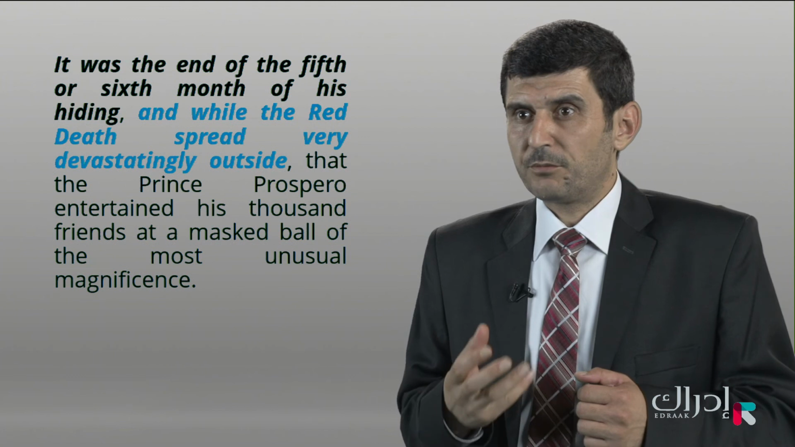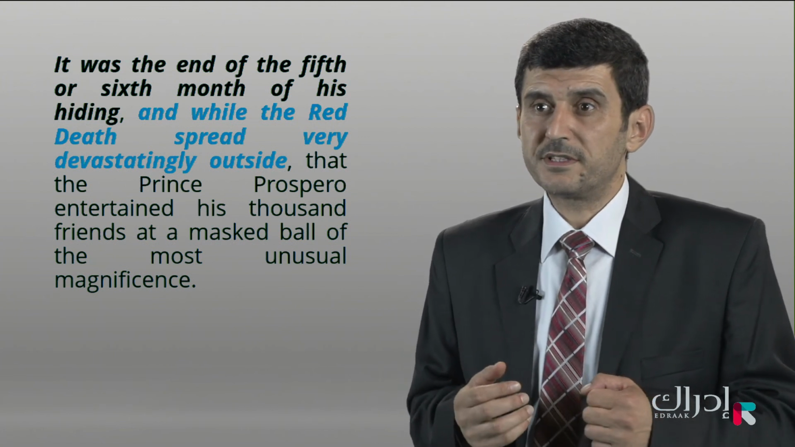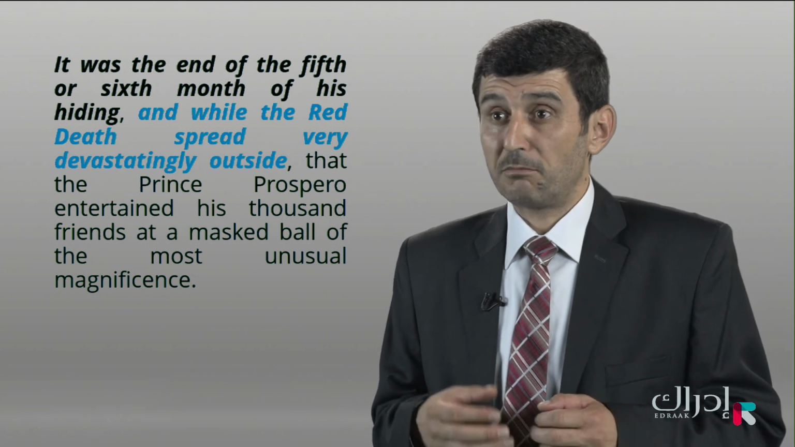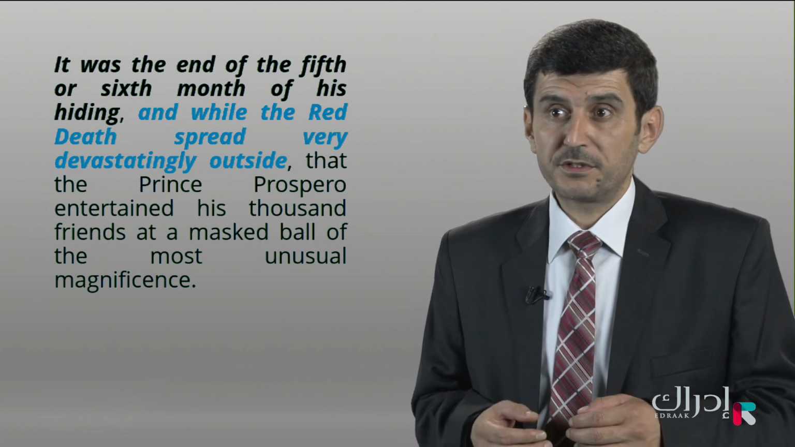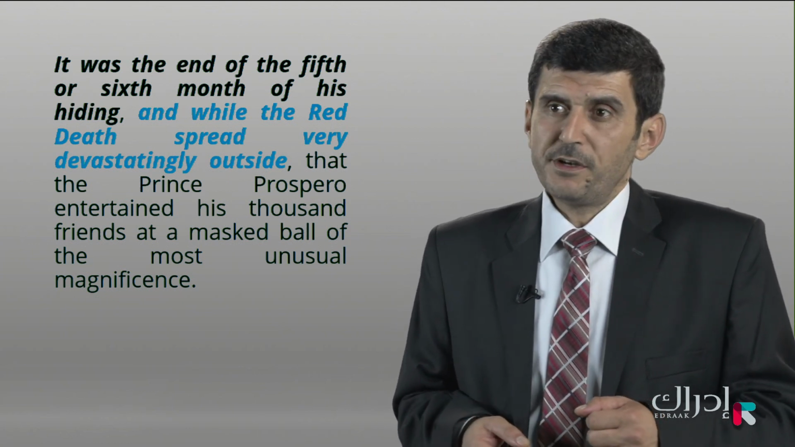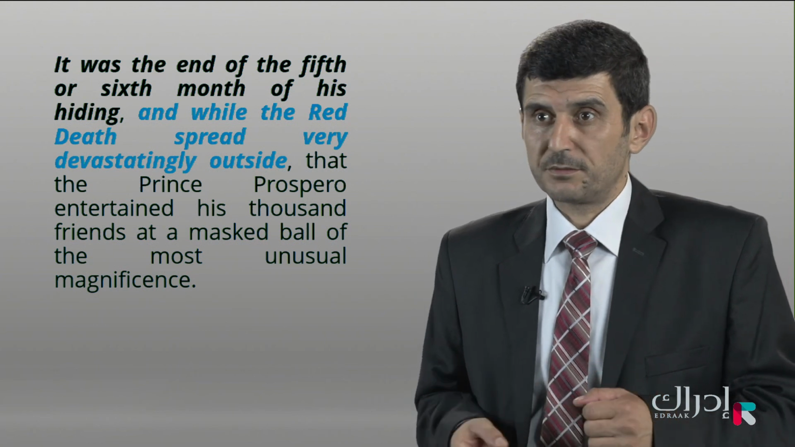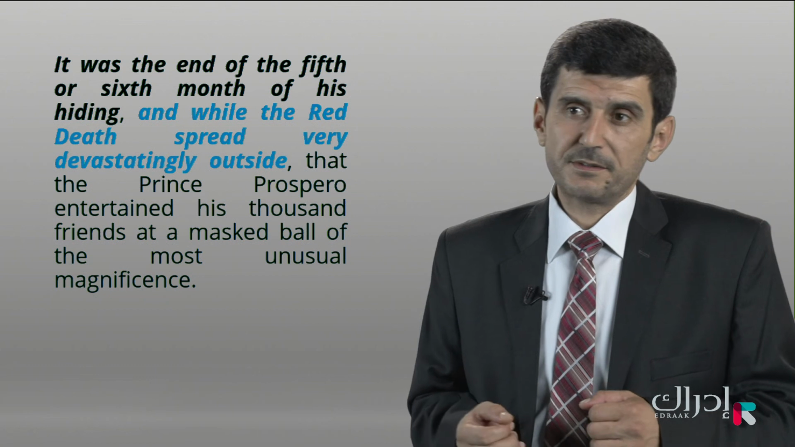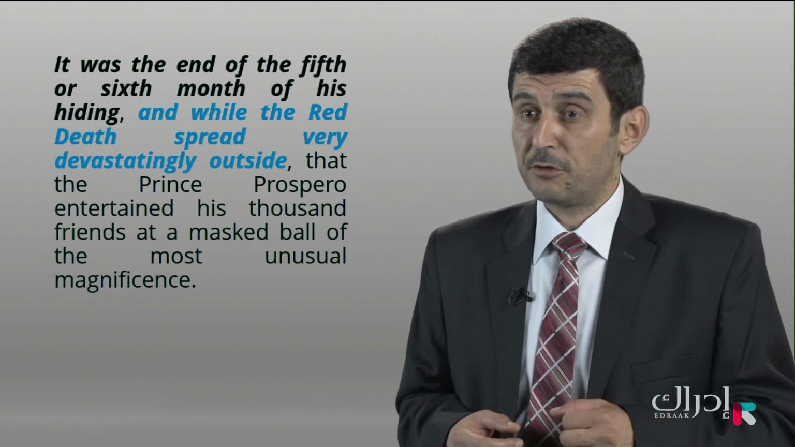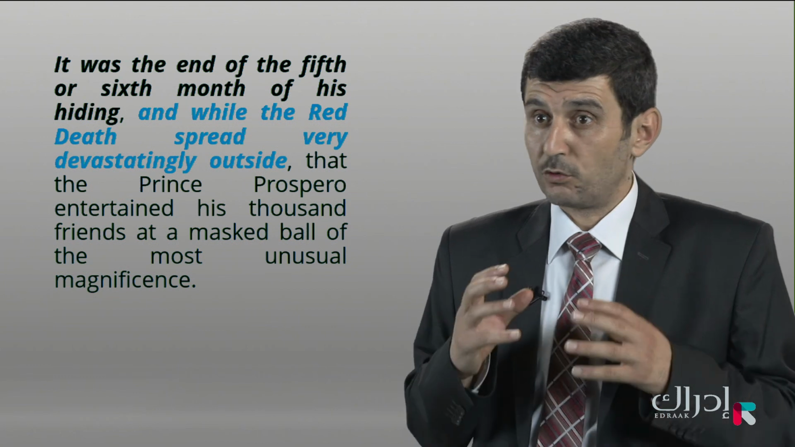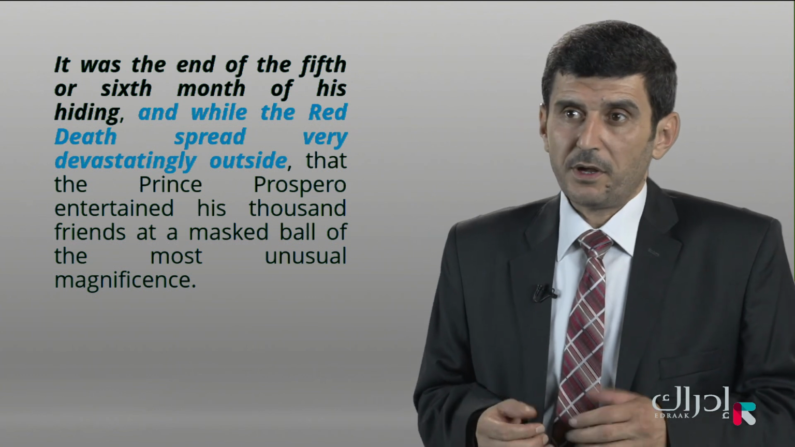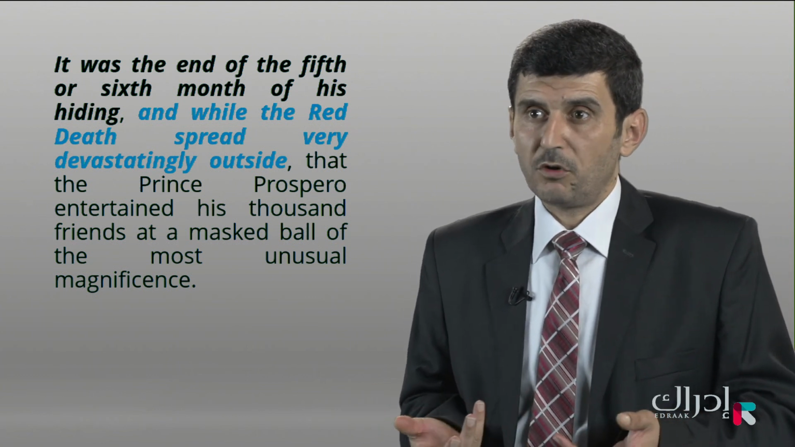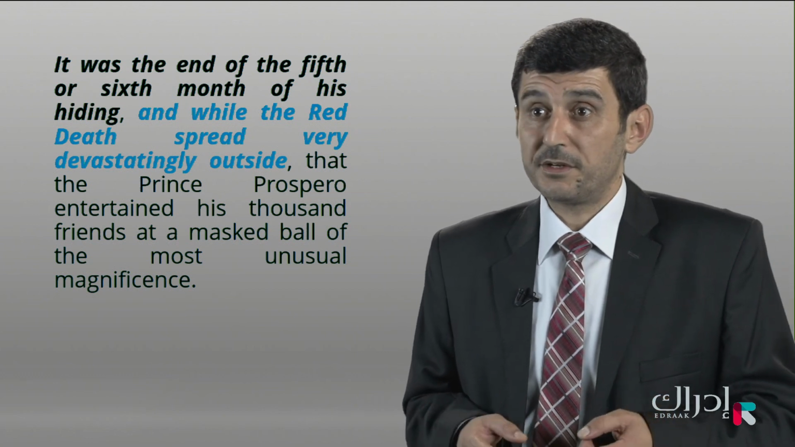Then we have the last part of the sentence, that the Prince Prospero entertained his 1,000 friends at a masked ball of the most unusual magnificence. Notice the word entertained doesn't need to be changed because it is not a difficult item. The phrase a masked ball means a sort of concert where people wear masks on their faces. Another synonym for this phrase that is mentioned in the text of the story is the word masquerade. Notice here we don't have other choices.